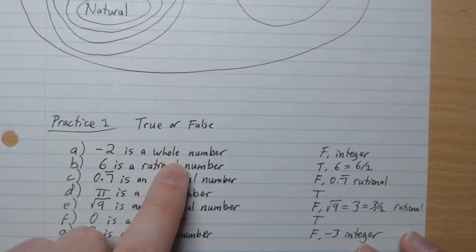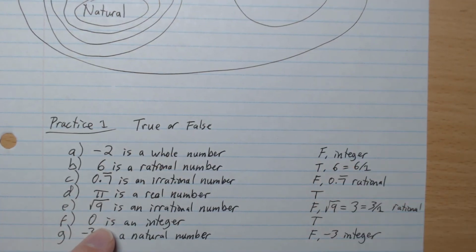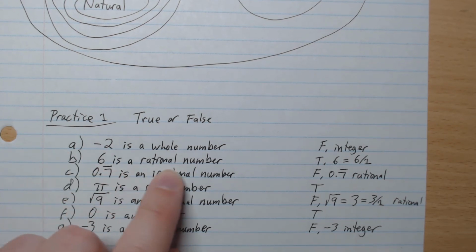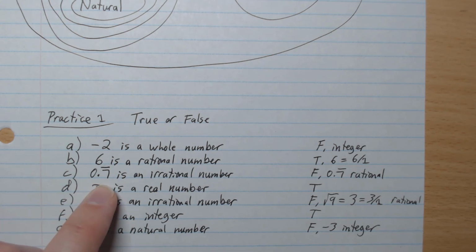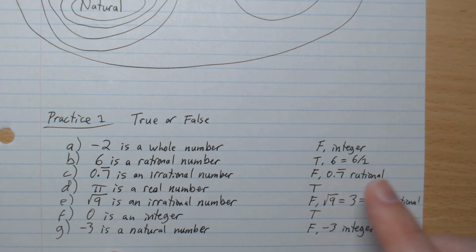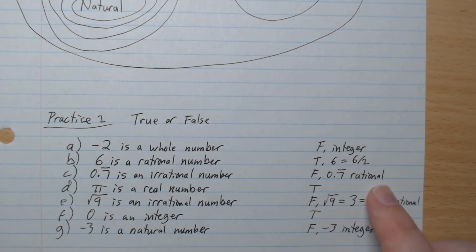Okay, negative 2 is a whole number. False. It's an integer. 6 is a rational number. True. You can write 6 as 6 over 1, like that. 0.7 repeating is an irrational number. False. It's repeating, so it's a rational number.